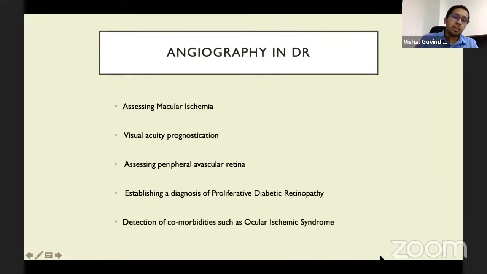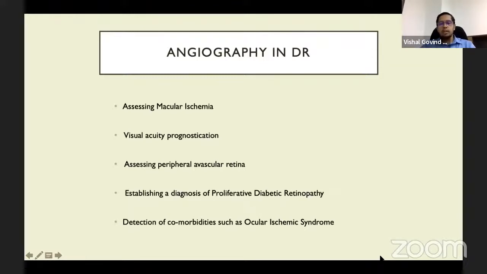The main function of angiography in DR, or the phase of DR which we want to assess with angiography in today's world, is assessing macular ischemia and prognosticating visual acuity accordingly. Also, assessing the peripheral avascular retina has become important, considering the role it plays not just in the development of CNPs and neovascular areas, but also in recalcitrant DME, and in the targeted laser techniques which we are using today.